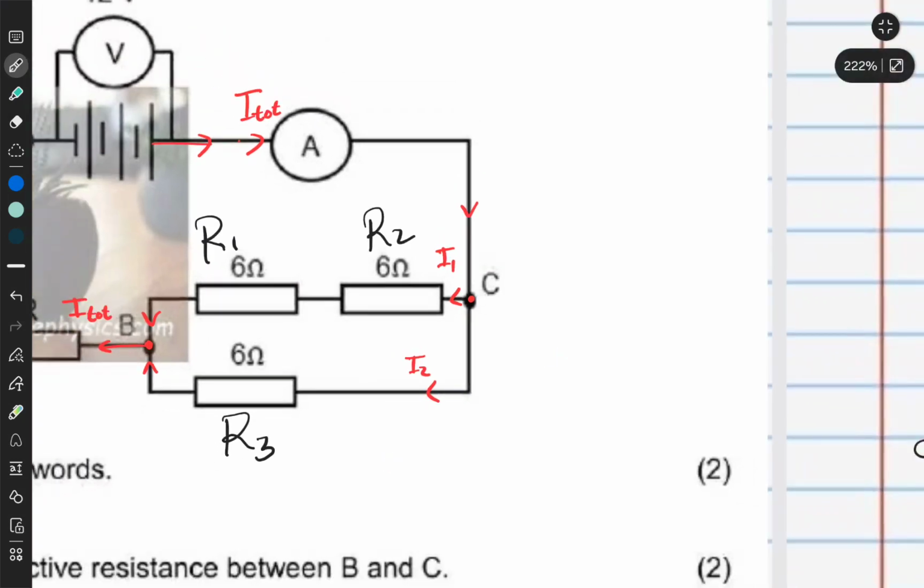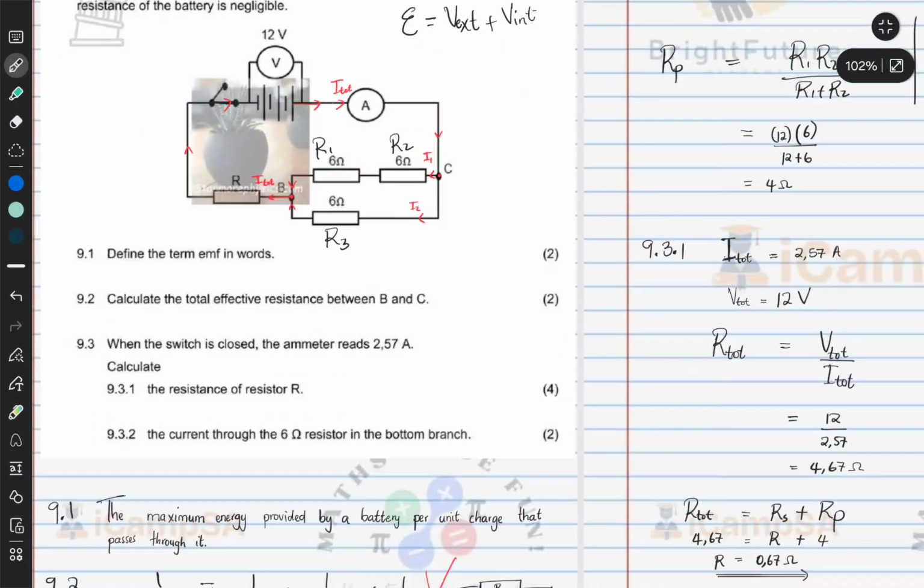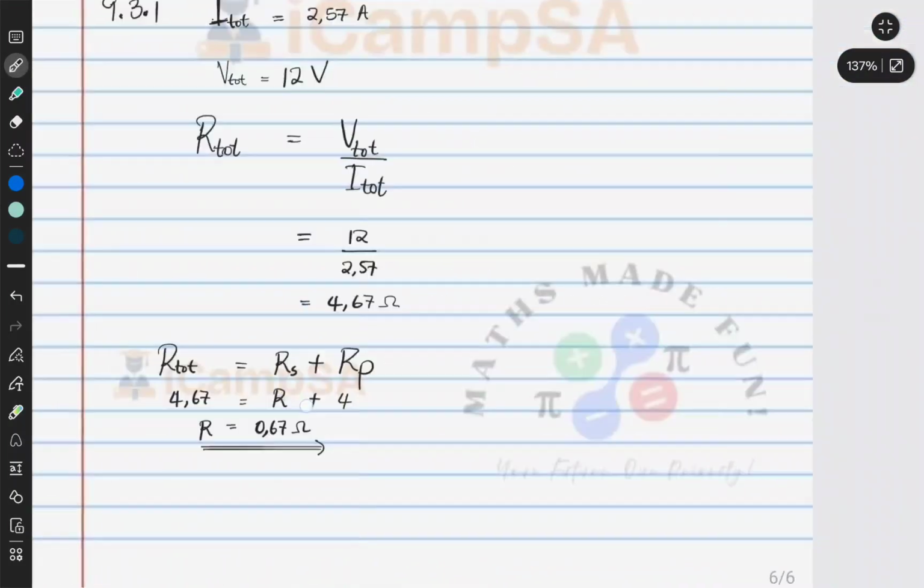So basically what we're trying to say is, when the current splits in this parallel circuit combination, how much will go to the 6 ohm at the bottom and how much will go to these two 6 ohms at the top, which combine to 12 ohms. Right, so what that means is essentially we have a situation like this.